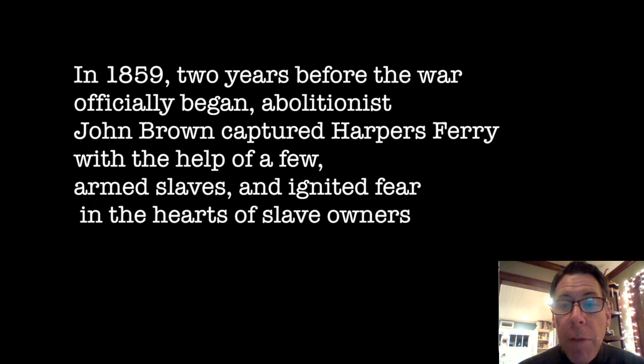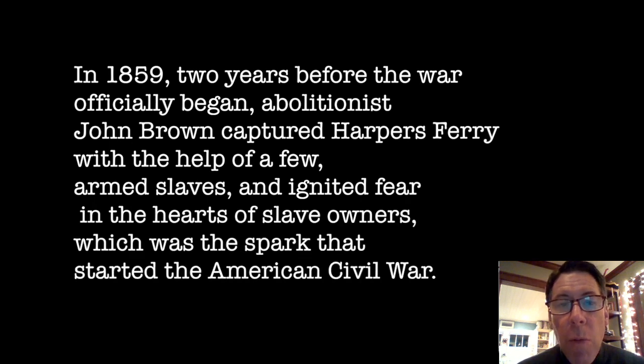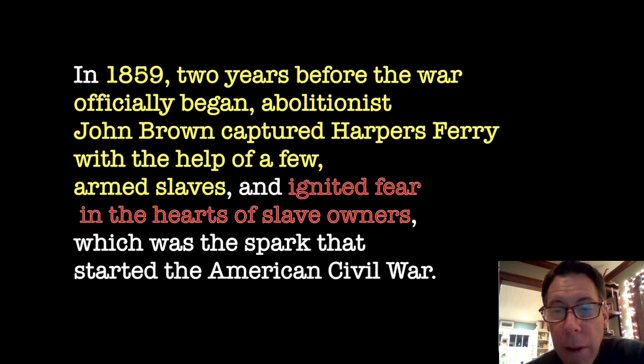Here's the last example. In 1859, 2 years before the war officially began, abolitionist John Brown captured Harper's Ferry with the help of a few armed slaves and ignited fear in the hearts of slave owners, which was the spark that started the American Civil War. So now it has specifics, it has an opinion, and it has significance.